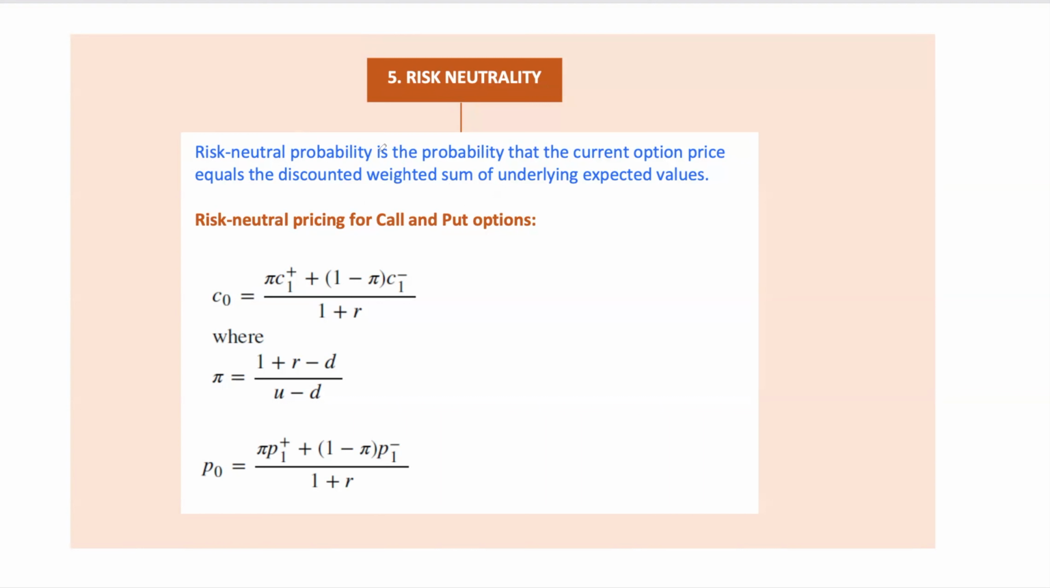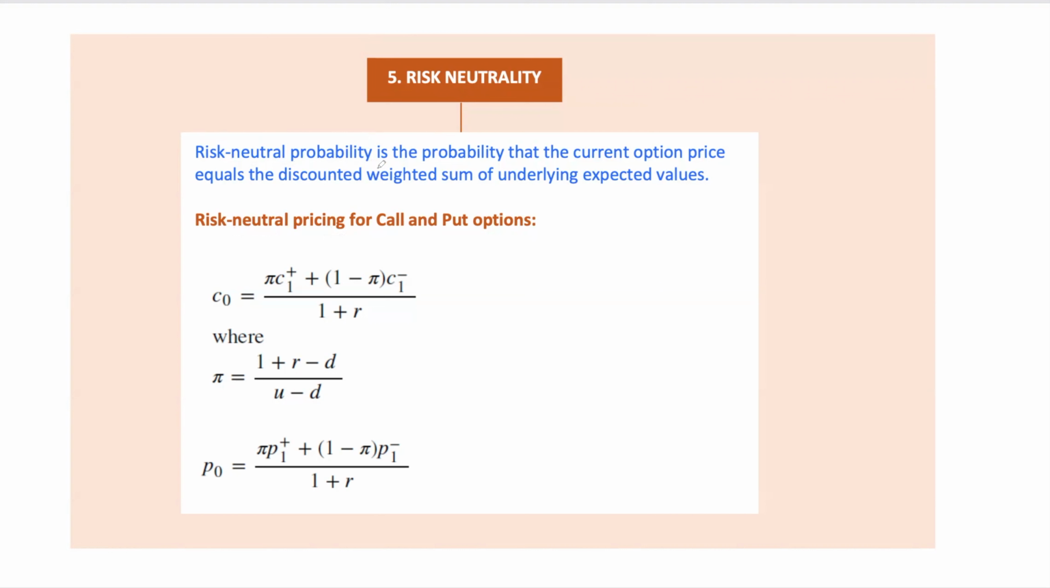Now, if you're thinking, wait, didn't we already cover probabilities in the binomial model? Yes, but here's the twist. We don't actually care about real-world probabilities when pricing options. Instead, we use what's called a risk-neutral probability, which is a calculated probability that helps us determine an option's fair value without worrying about investors' risk preferences.